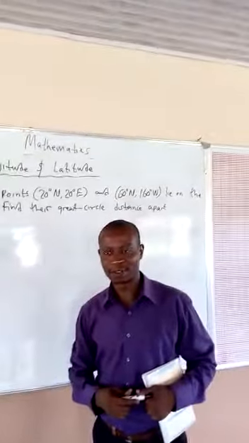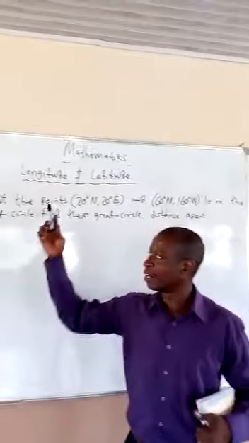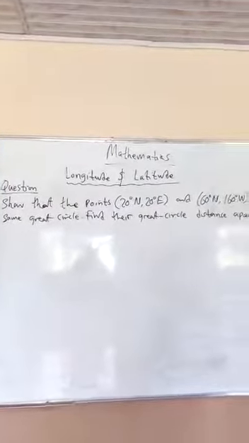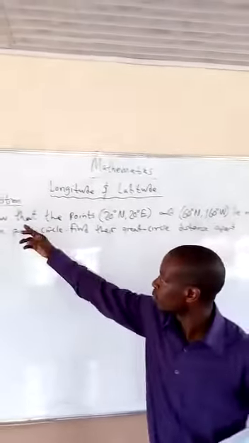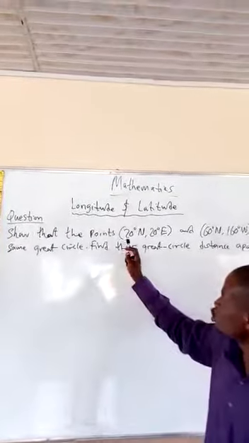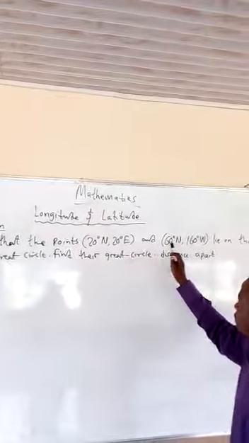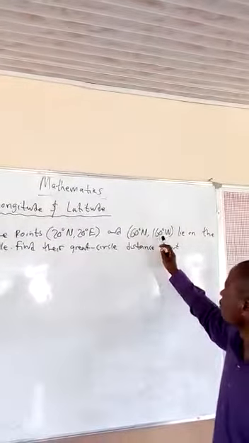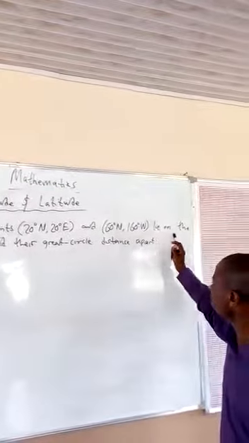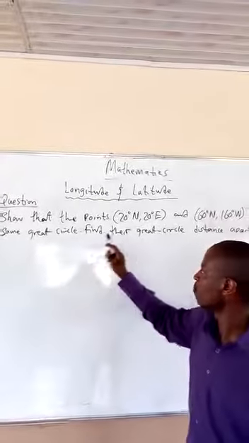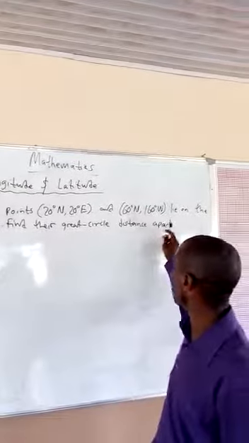So I'm here this afternoon once again to teach you some areas in longitude and latitude. In longitude and latitude, we have this question. Show that the points 20° north, 20° east, and 60° north, 160° west lie on the same great circle. Then find their great circle distance apart.